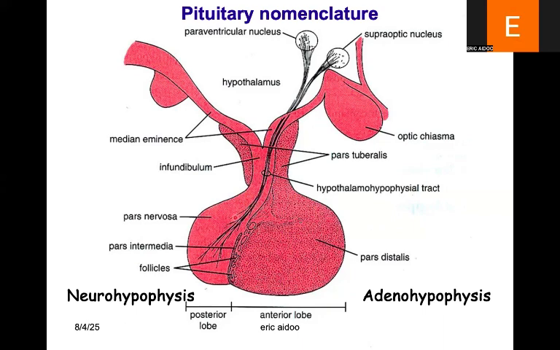Then for the neurohypophysis, you have the pars nervosa there, you have the infundibulum, the stem, that's the median eminence. Then here we have the pars intermedia. Also note that you have the supraoptic nucleus here, and the paraventricular nuclei. They will be in the magnocellular system, as you will see very soon. That's the way they transport their hormones.